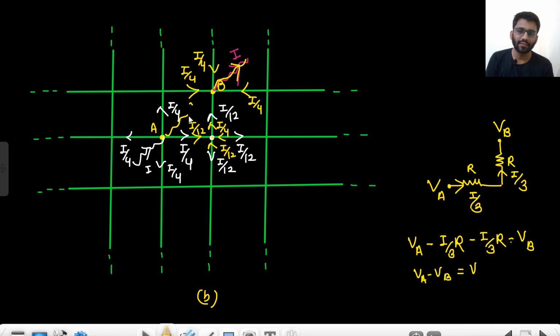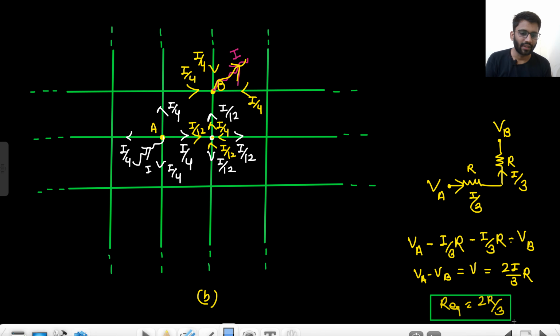Because we applied a current source like this, and this was our potential. This was our potential, right? So higher potential at A, right? Higher potential at A. So VA minus VB would be equals to V only. That would be equals to 2I by 3 R. That means your R equivalent will be 2R by 3.